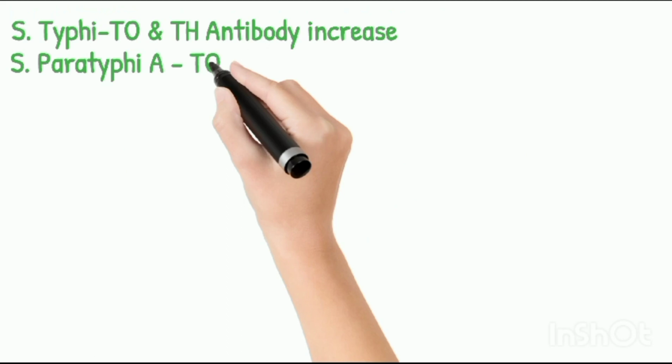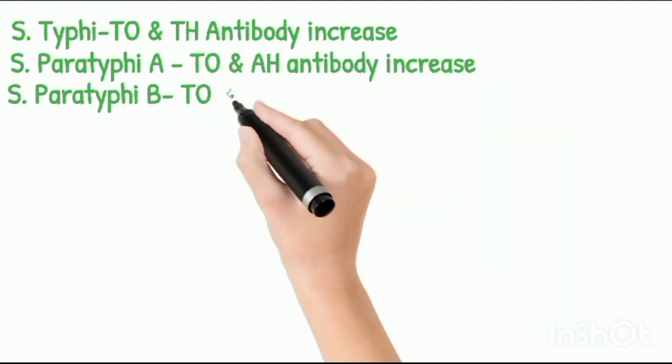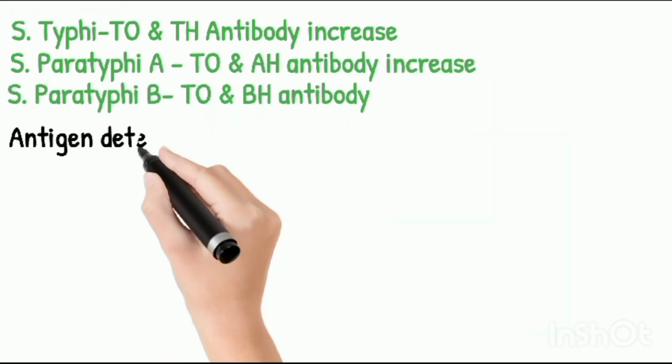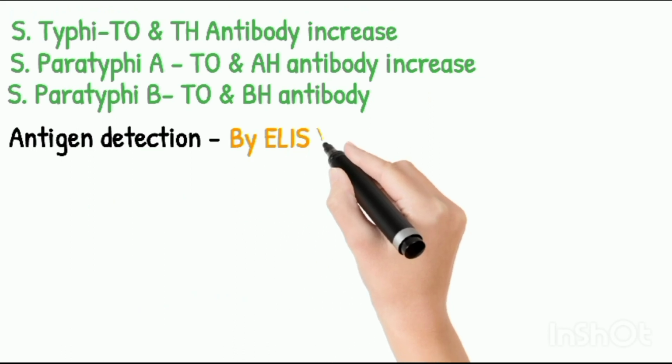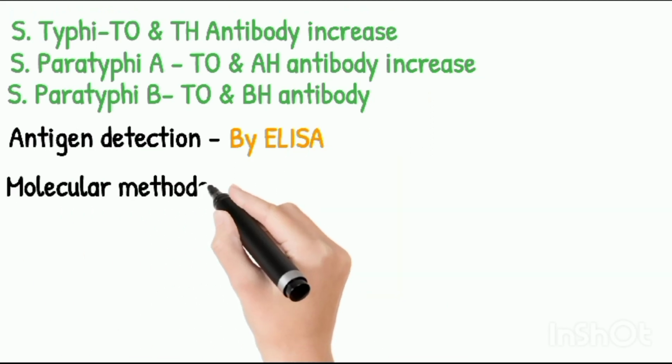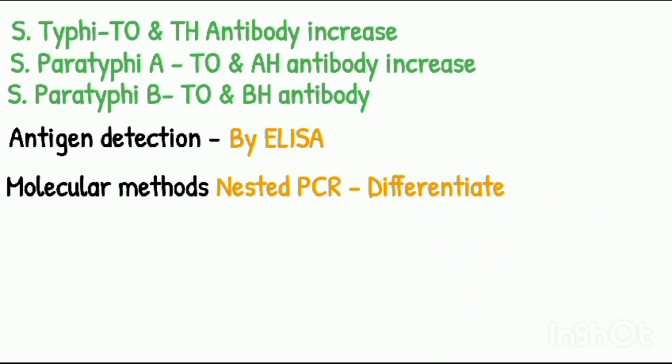If a person has Salmonella typhi, then TO and TH antibodies increase; if S. paratyphi A, then TO and AH antibodies increase; and if S. paratyphi B, then TO and BH antibodies increase. Antigen detection methods, biological and molecular methods such as nested PCR, are differentiating methods.